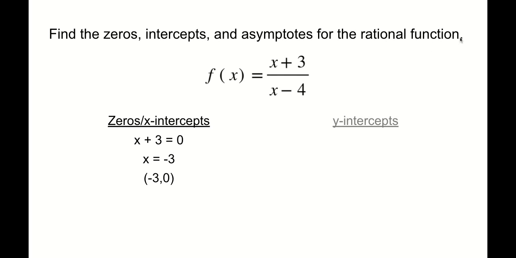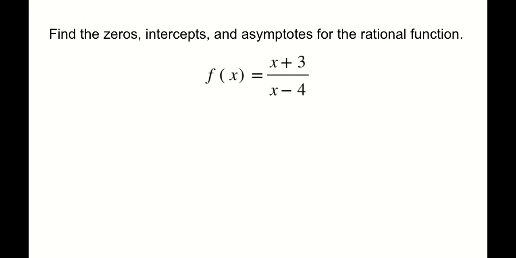Okay, so let's do our y-intercept. Our y-intercept is when x is 0, so I want to find f of 0. So it's 0 plus 3 over 0 minus 4. This will be a 3 divided by a negative 4, which is negative 3/4. So my y-intercept is (0, negative 3/4). Okay, now let's do our asymptotes.